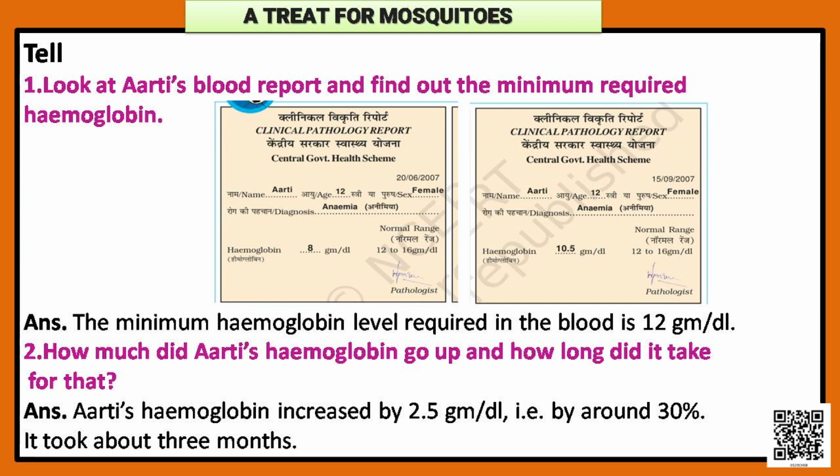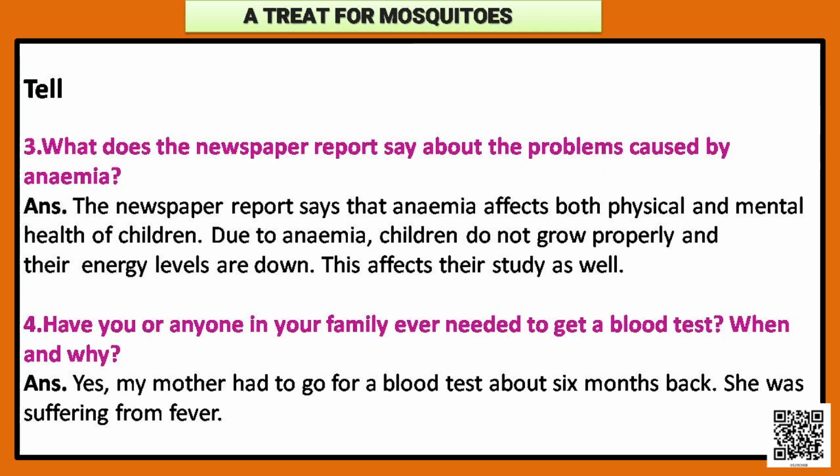Now we have the next question for you. What does the newspaper report say about the problems caused by anemia? I repeat the question. What does the newspaper report say about the problems caused by anemia? Yes, you are all absolutely correct. The answer is, the newspaper reports say that anemia affects both physical and mental health of children. And due to anemia, children do not grow properly and their energy levels are also down. This affects their study as well.